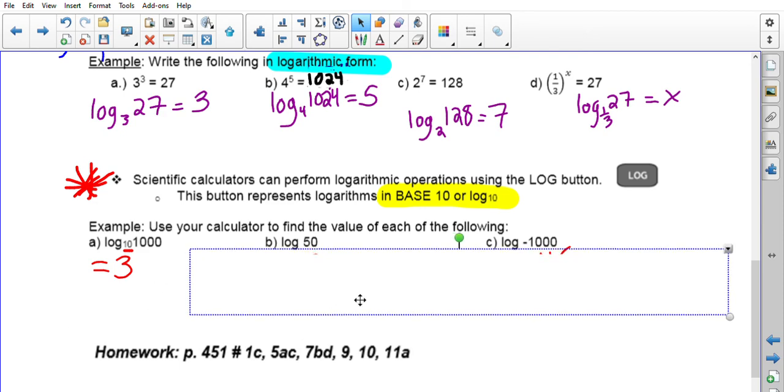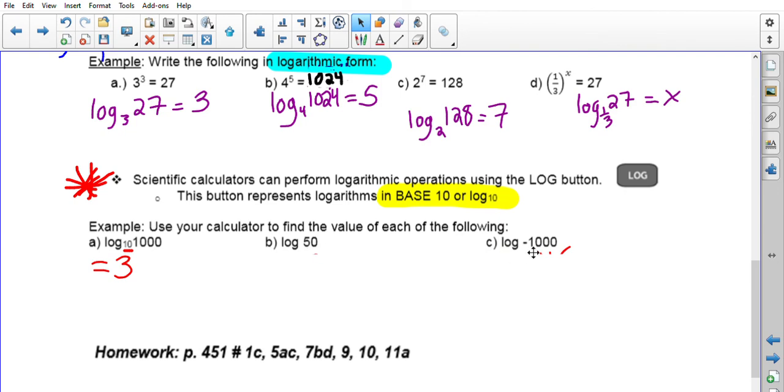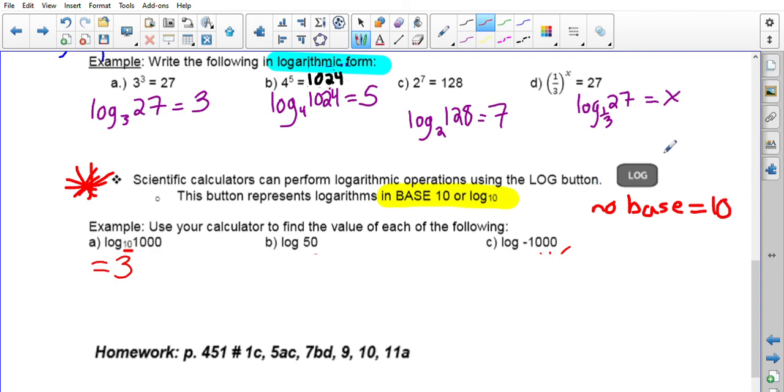Now notice here with the next two that I didn't put a base in. So when there is no base, it is implied that it is base 10. Just like with square root, with square root we don't put the 2 in there because the 2 is implied. The same thing here. So there's an imaginary base 10 there. So we can enter this into the calculator. So log 50 should be equal to about 1.7.